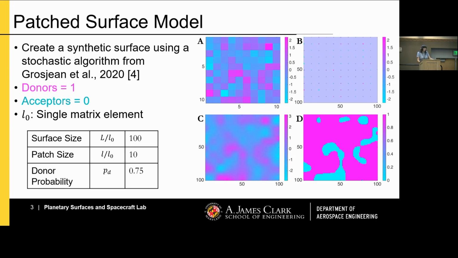The picture on the bottom right shows you what the surface looks like, where the pink areas would be charge donors and the blue areas would be charge acceptors. We have control over things like the surface size, the patch size, and the donor probability of our surface. So we can adjust what the surface looks like so that it exhibits the charge parameters that we want to investigate.